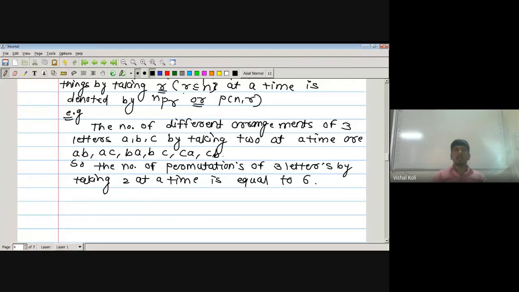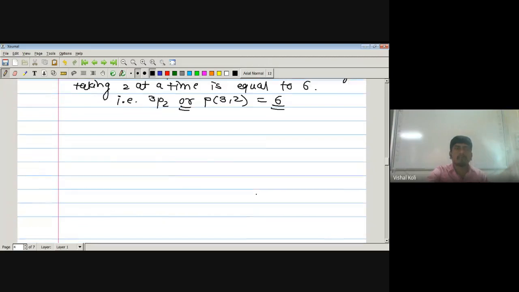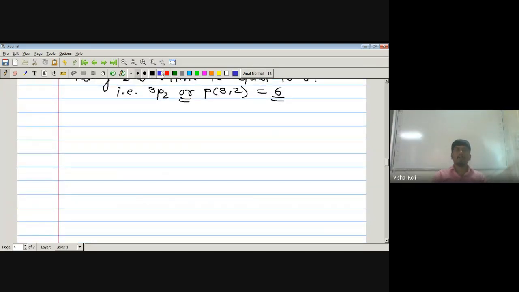So here there are three letters and we have to take two among them at a time. That is, n is nothing but 3 and r is nothing but 2, so this is 3P2, or it is also denoted by P(3,2), which is equal to 6. Here is one general formula for the permutations of n different things where we take r at a time.